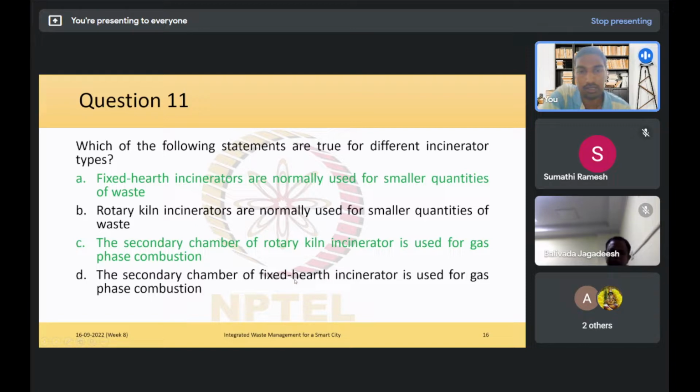It is just a single phase where the waste is put into the hearth and then it is burned and the ash comes out, right? That is the fixed hearth. Whereas in a rotary kiln, the gases released from the initial combustion go into the secondary chamber, where further combustion of those gases takes place. That happens only in the rotary kiln incinerator. Therefore, the correct statements are A and C, right?